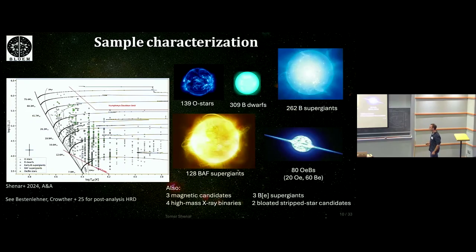Also, we have some cool stellar exotica. Remember, the sample was not cherry-picked, yeah? So we identified 3 magnetic candidates. You can tell by the way their spectra look. 3 B[e] supergiants. We had some cool discussions about them last week. 4 high mass X-ray binaries, and 2 what we think are bloated stripped stars. These black hole impostors were suggested. So already these numbers are quite interesting to consider, but this is still preliminary.